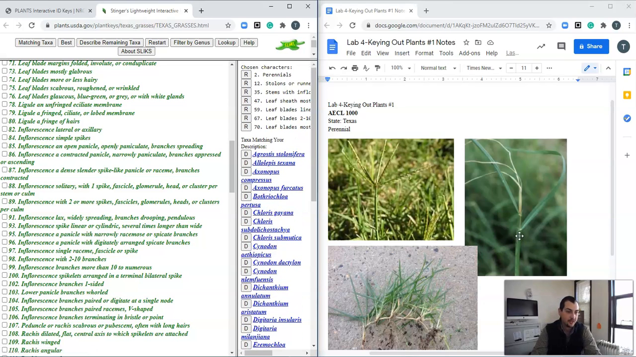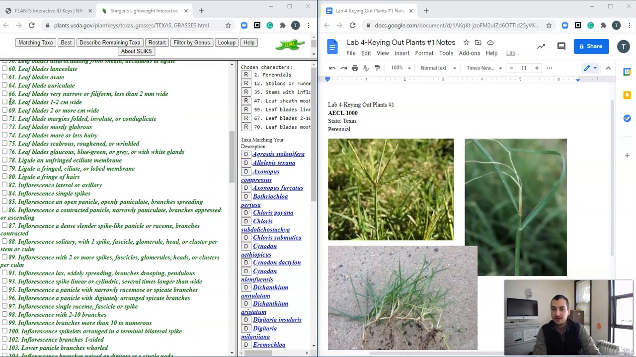Another thing, and it's kind of hard to see in this picture, but if you look real close at the base of that leaf, it actually has some hairs. It's what we call a ligule. It's that extra part of the plant that forms right there at the base of the sheath, the base of that leaf. So we know that a ligule is present. So we can go in there and say that this ligule is present.